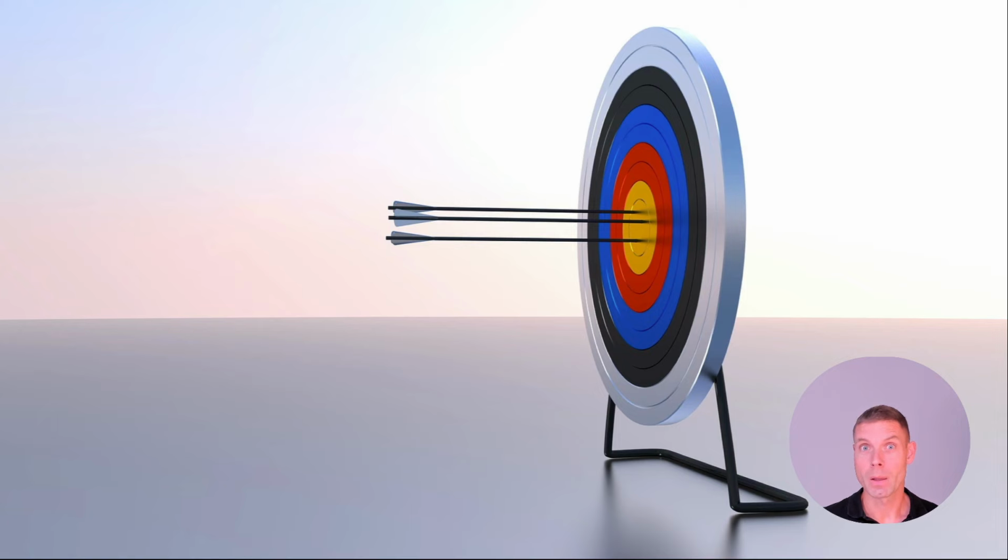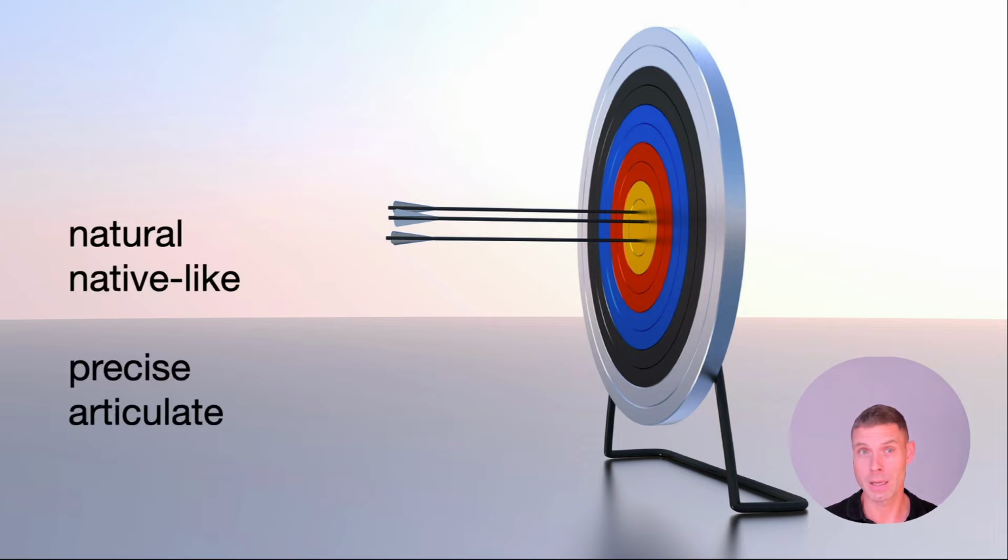Now, using collocations effectively is one of the main goals of language learners. Why? Using them makes you sound more natural and native-like, and also something that we don't emphasize enough, using collocations well means that you can express yourself precisely and you can express yourself articulately.